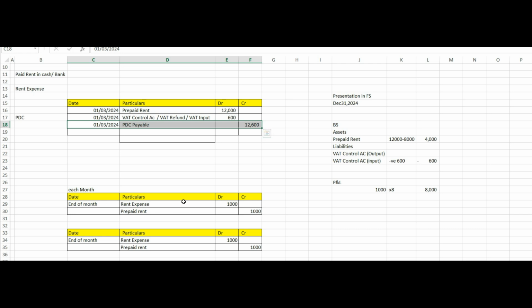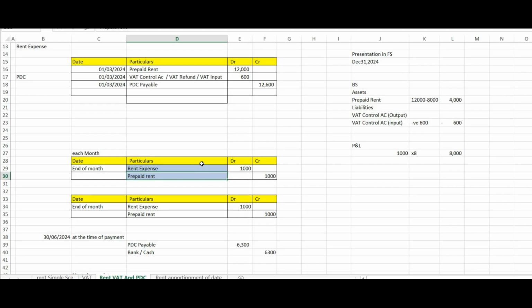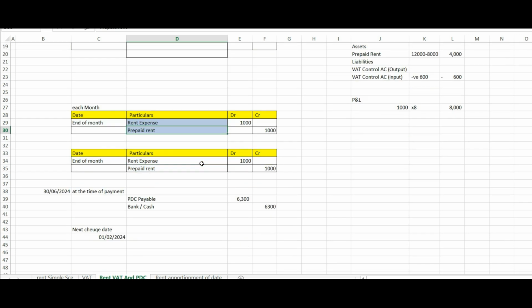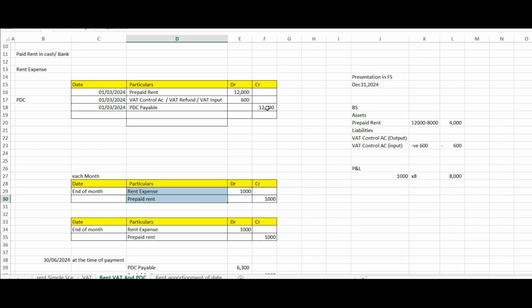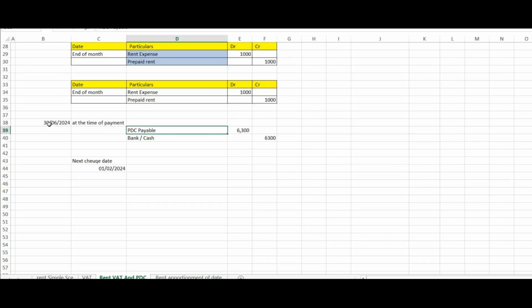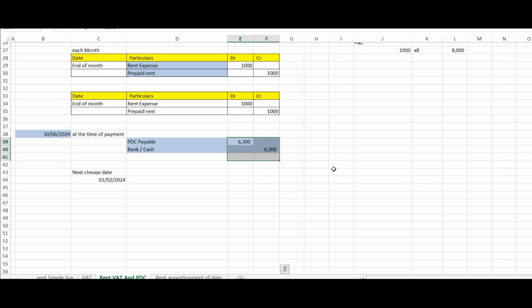At the end of each month, you will make the same entries: rent expense debit and prepaid rent credit. At the time of payment, you have PDC payable of 12,600. Suppose you have paid on 30th of June 2024 and one cheque has been cashed. Your entry would be PDC payable debit and bank or cash account credit with 6,300.